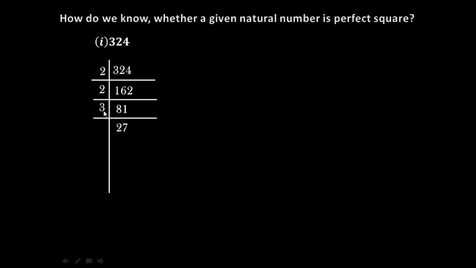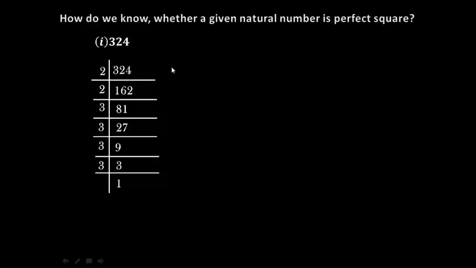So it's divided by 3. 3 2s are 6. 8 minus 6 is 2. It becomes 21. 3 7s are 21. So 27 is also divided by 3. 3 9s are 27. 9 with the 3, 3 3s are 9. Now 3 1s are 3.